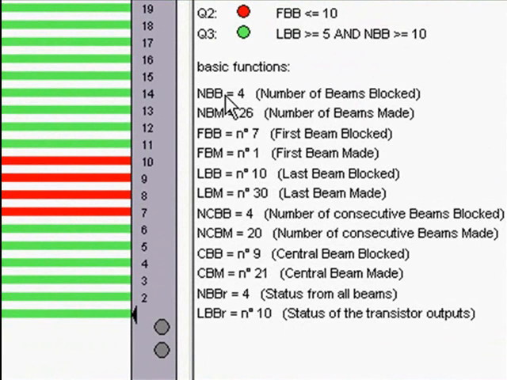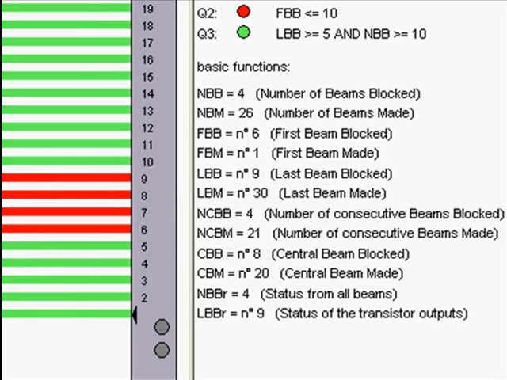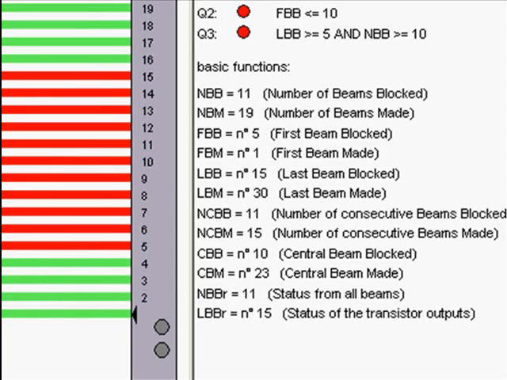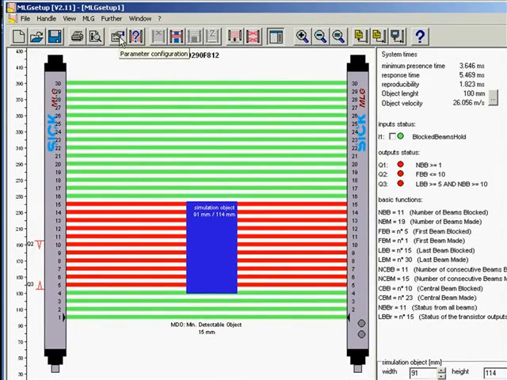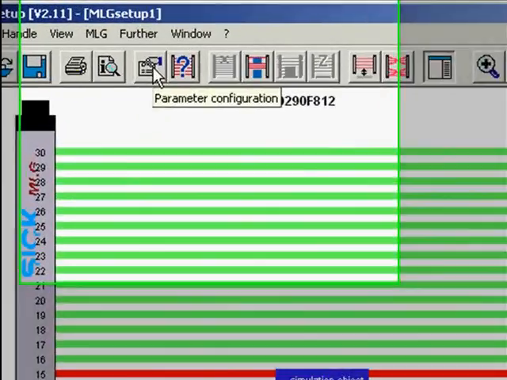So number of beams blocked is 4. The first beam blocked is number 7. The last beam is 10. So basically, as I move this around, I can see, right now I'm going to get, in between a couple beams where the number of beams blocked is only going to be 3 as it moves through. If I make it larger, the numbers change. And with that information, then we actually get into the setup of what do we want to do now that we have how many beams are blocked, how many are made, and where they are.